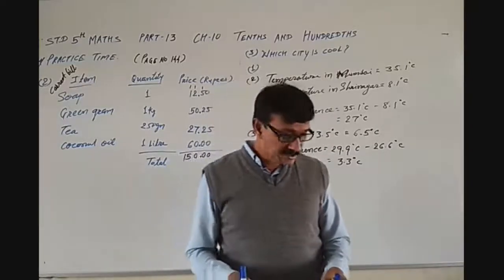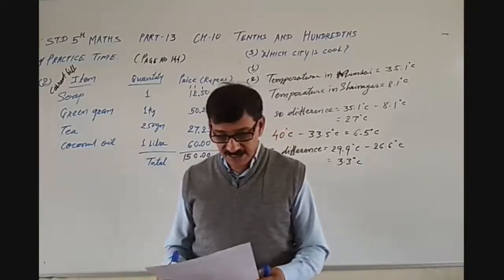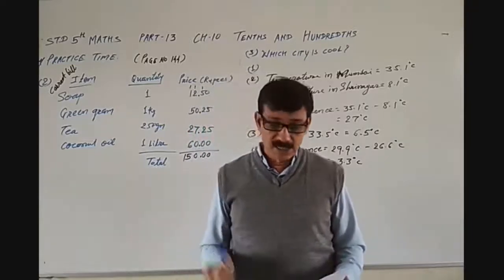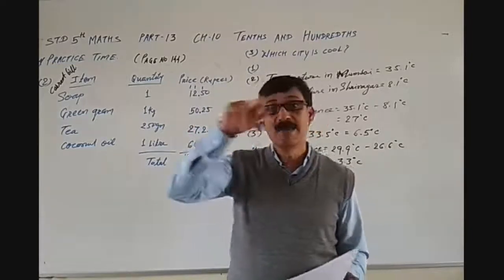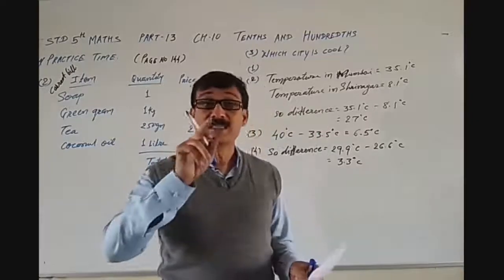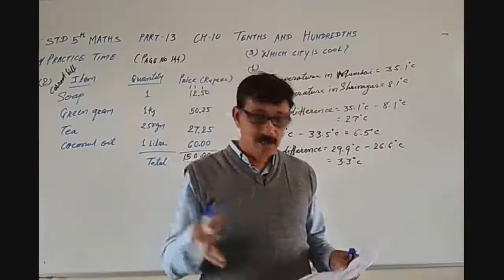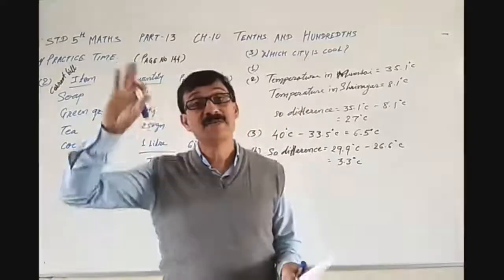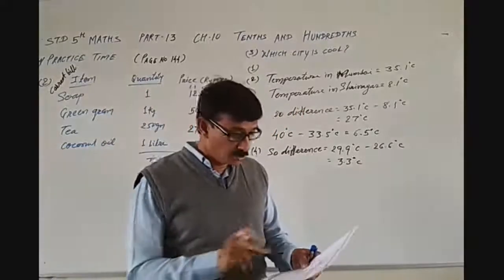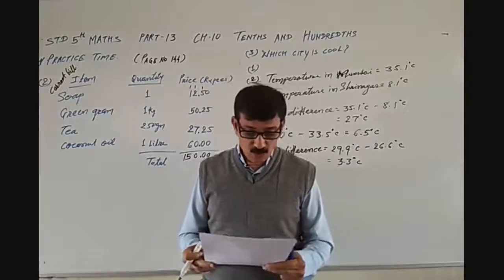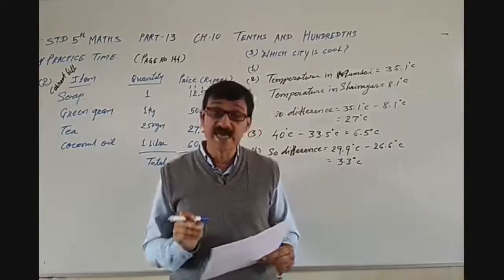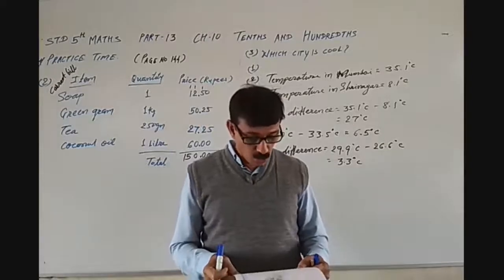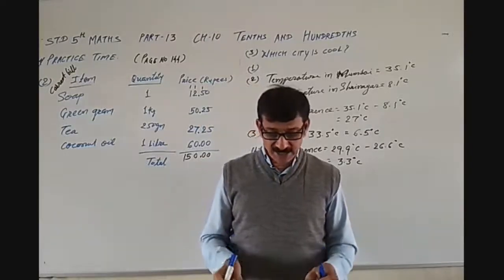The fifth question is that the temperature in these cities was also noted at 3 am. See, that temperature in the map was at 3 pm in the afternoon. Now this is 3 am, that is at midnight. So the temperature in these cities was also noted at 3 am on the same day. Look at the table and answer the questions.